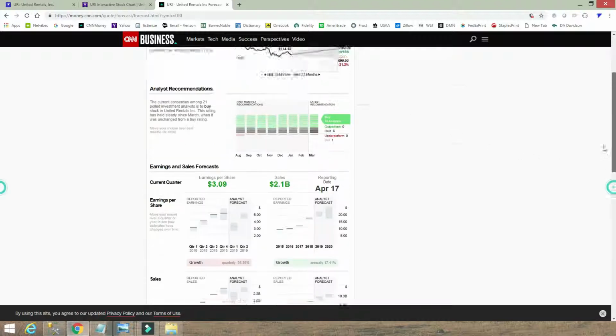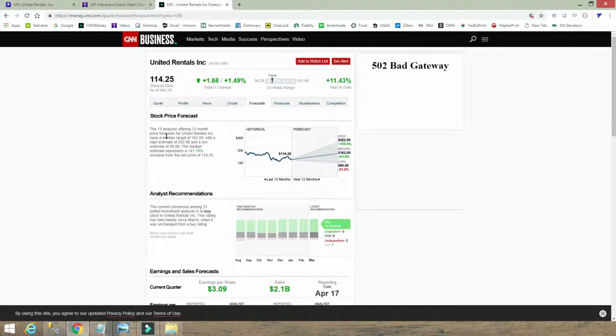Scrolling up, see here that the 15 analysts that were polled by the CNN site have quite a range of valuation, but the mid-range is quite a bit higher than it currently is. But that could be based on past information, and we could be looking at a value trap. So we need to constantly be questioning these forecasts.